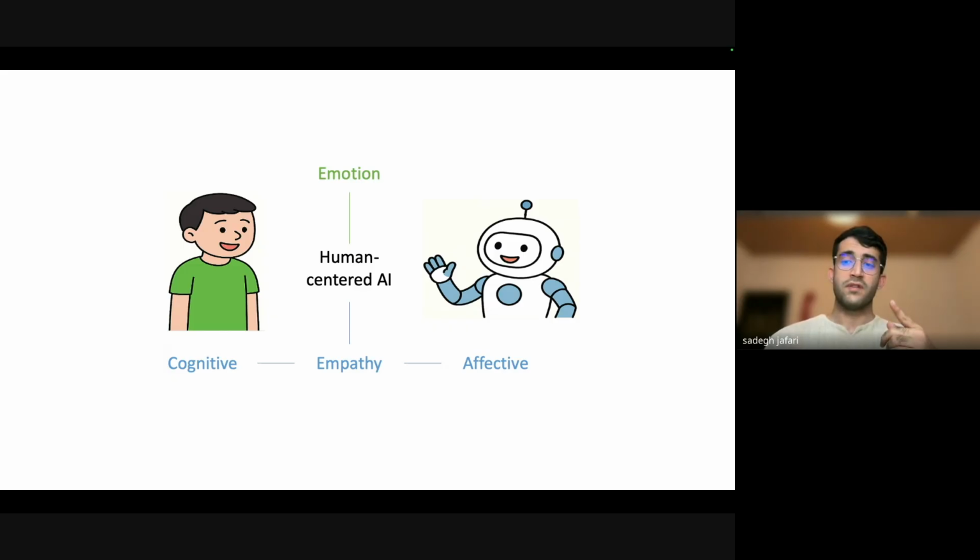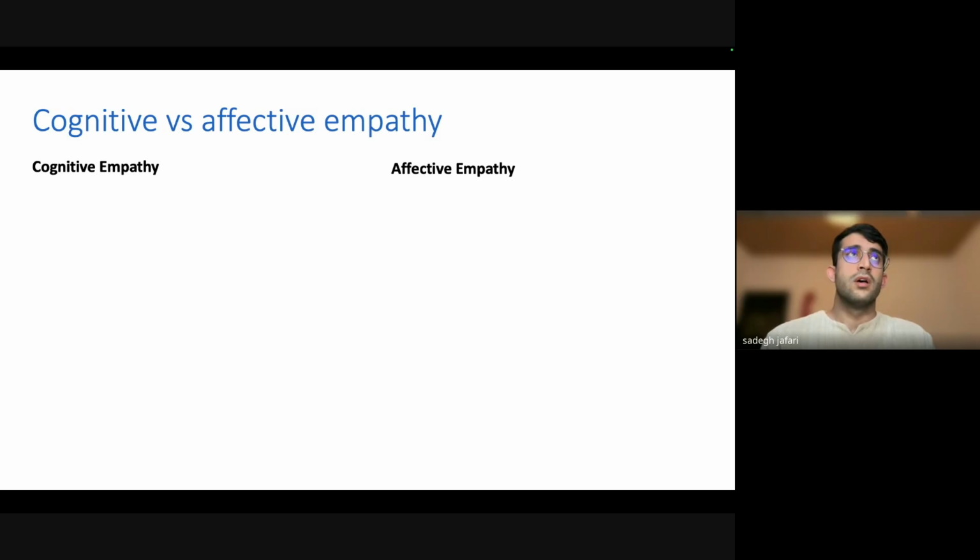And also empathy itself has two different parts, one cognitive and one affective. Cognitive means it's about understanding the content of the conversation between user and the agent. And affective is about more emotional responses. So for robots, we mostly have cognitive empathy because affective empathy is just for humans.